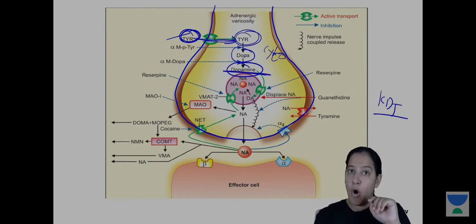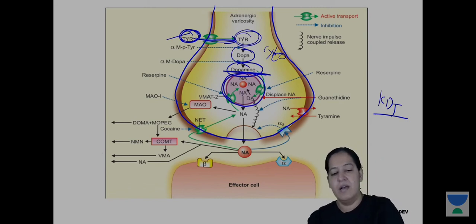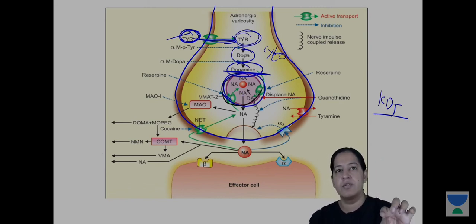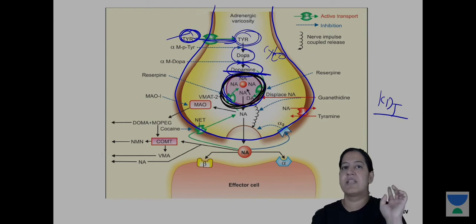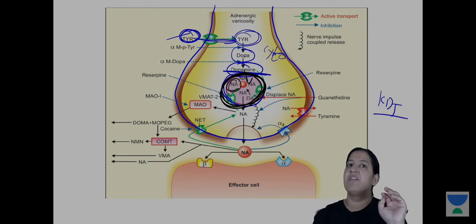Dopamine, once formed, will enter inside the synaptic vesicle. Can you see? Here is the synaptic vesicle. Let me mark it with a different color. Okay, so this black one is the synaptic vesicle. Dopamine will enter the synaptic vesicle, and after entering, it will get converted into noradrenaline.